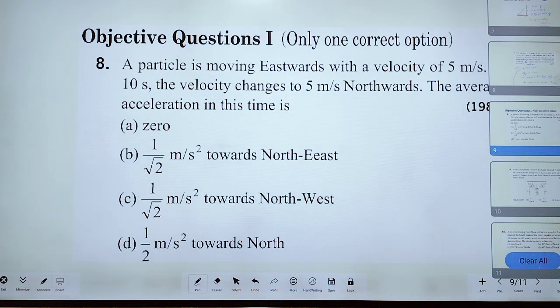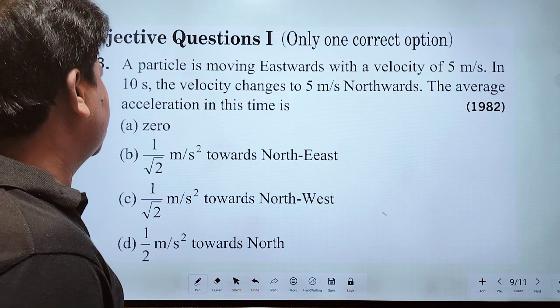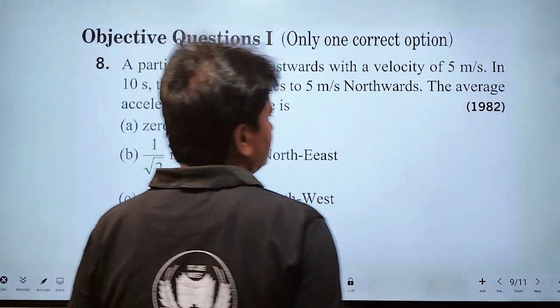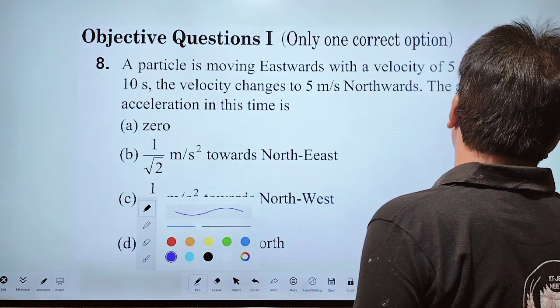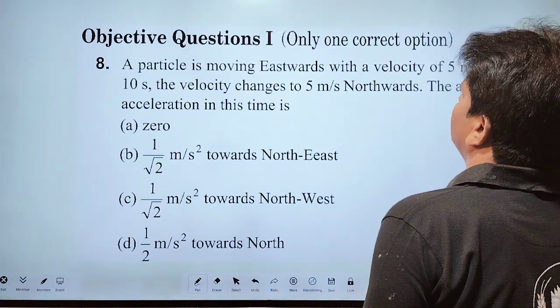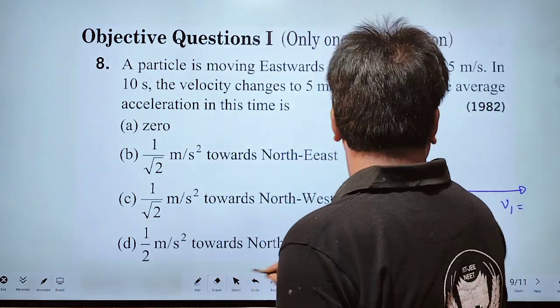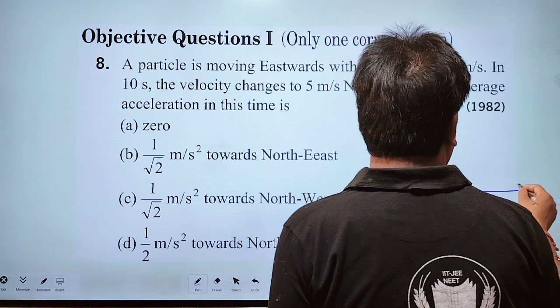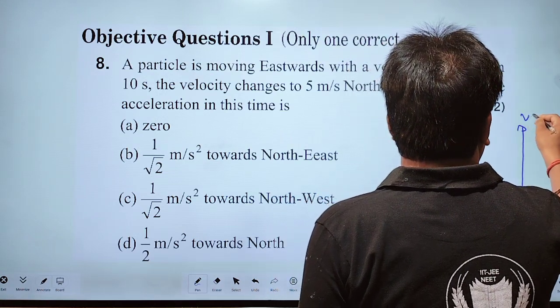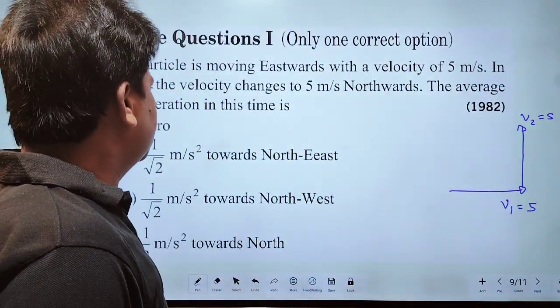A particle is moving eastward with velocity 5 meter per second. In 10 seconds, velocity changes to 5 meter per second northward. The average acceleration in this time will be? Initial velocity is towards east, this is 5 meter per second. And final velocity towards north, this is also 5 meter per second. The average acceleration in this time.